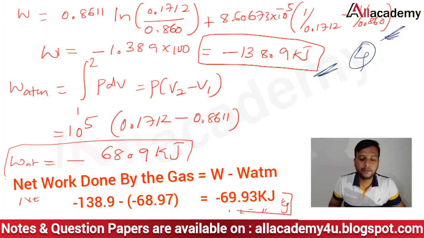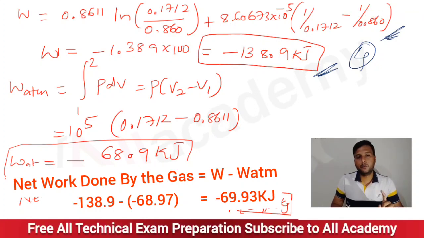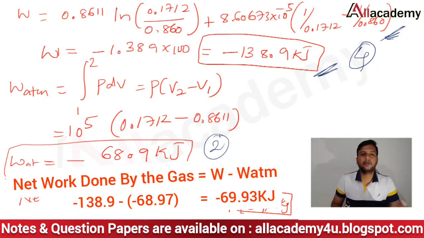The next is atmospheric pressure. By taking the atmospheric pressure of 1 bar, which is already given in the problem statement, if you calculate it here, 2 marks are allotted, for the work done by the piston on the atmosphere.